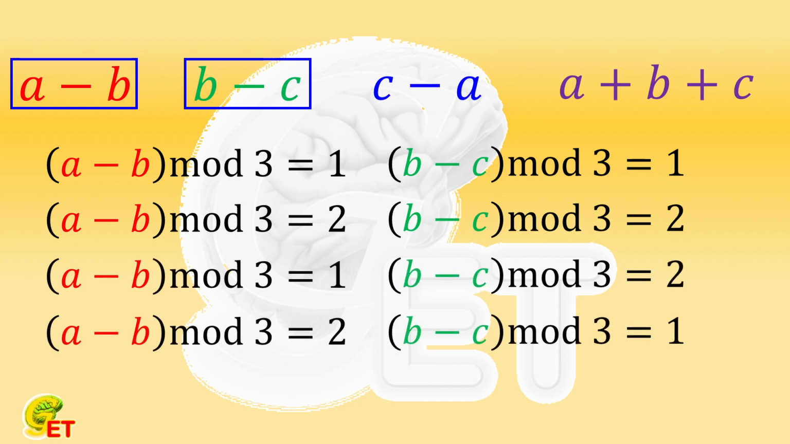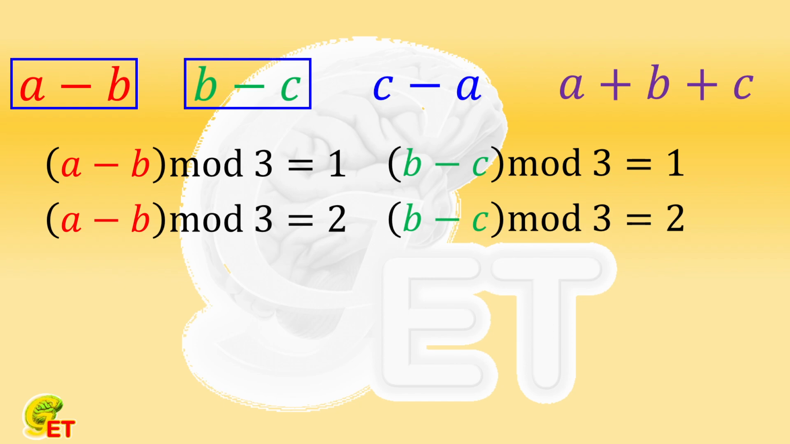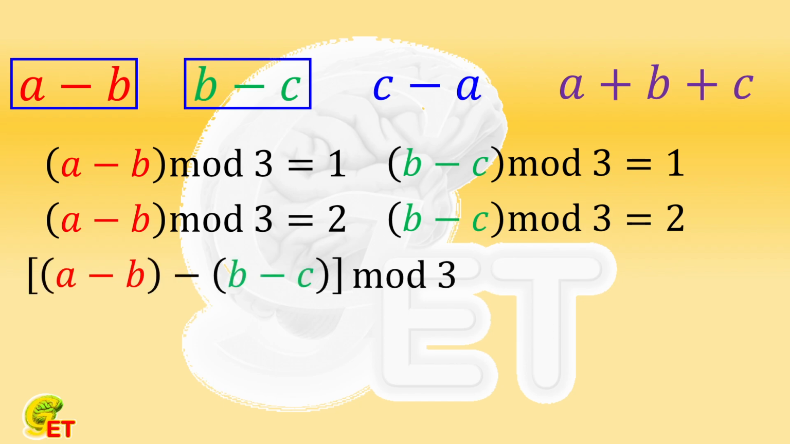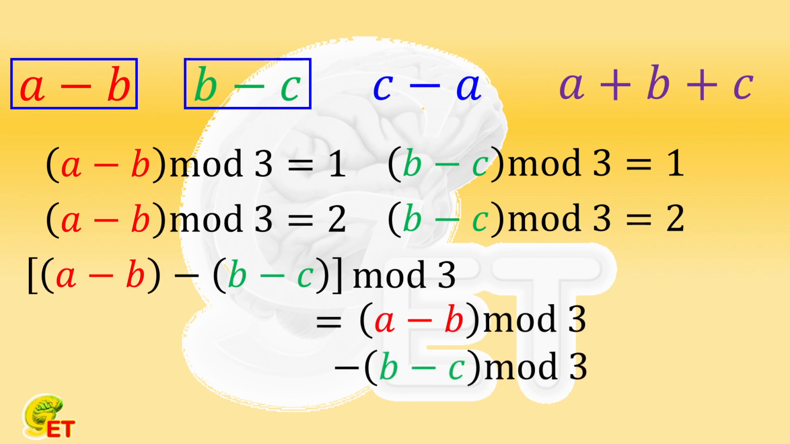If their remainders are the same, we will first calculate their difference, and then calculate the remainder of this difference divided by 3, which is equal to first finding the difference of the remainders divided by 3, and then finding the remainder of it divided by 3 again. Since the difference between the remainders is 0, the final result is 0.